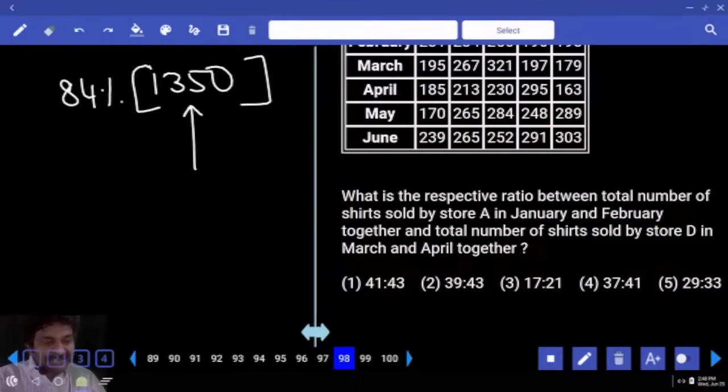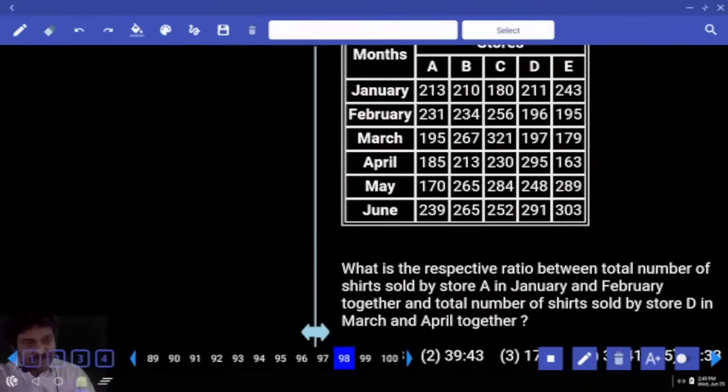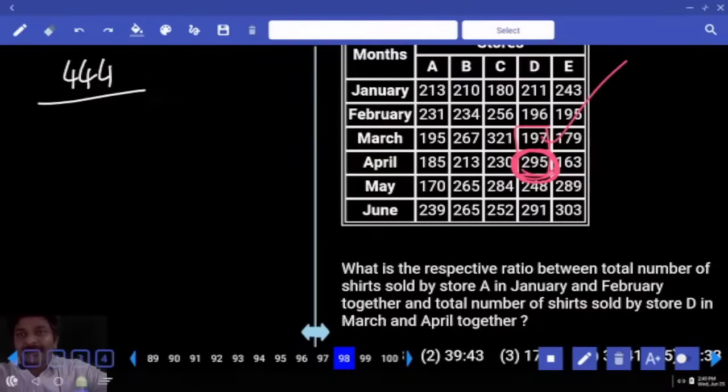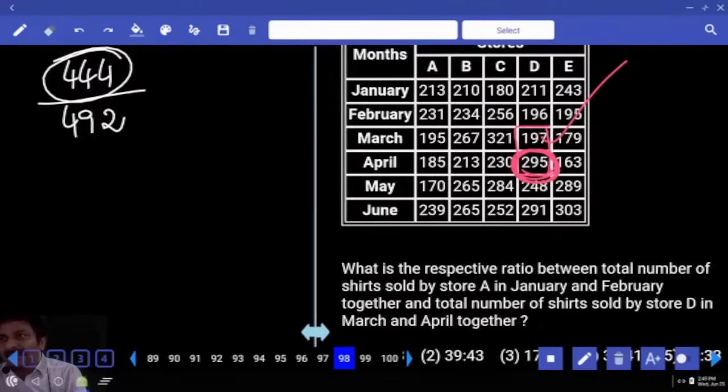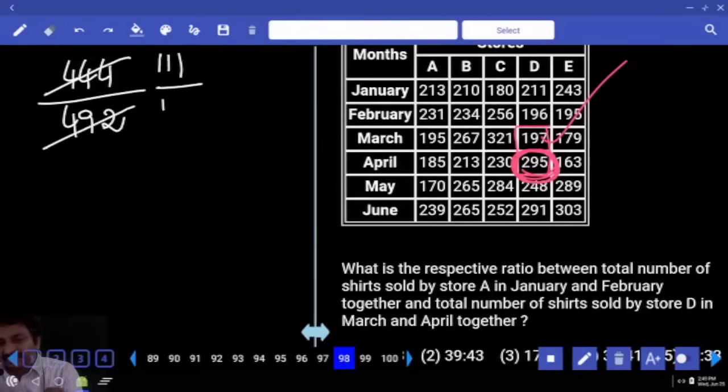Next, what is the respective ratio between the total number of shirts sold by A in January and February together and the number of shirts sold by D in March and April together? A in Jan and Feb together, the sum of these numbers is 444. D in March and April together: to make this a round figure, take 5 from the first number. What is left? 192 plus 300 is 492. Correct? When I see this number, 111 into 4. 4 cancels with 111, 1, 2, 3. 3 cancels, 37.